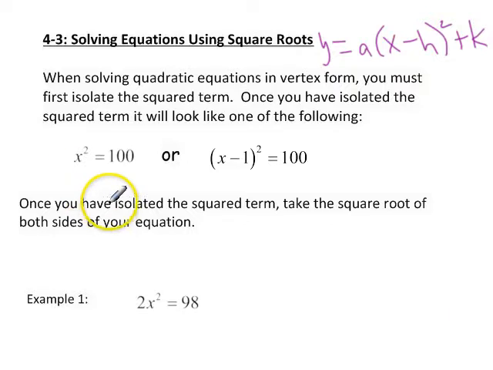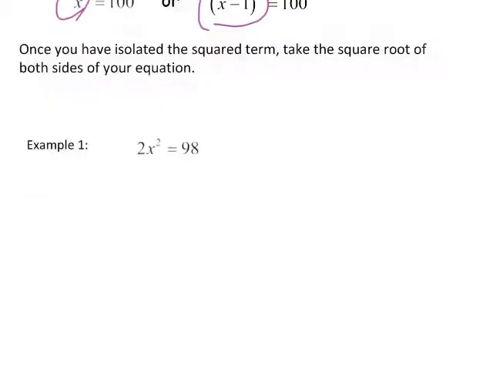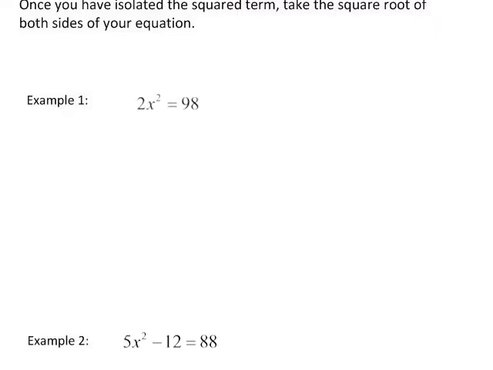The idea with this method is to isolate what's squared. It's either going to be x squared or some sort of binomial squared. Once we've isolated what's squared, then we can take the square root of both sides. So in this first example, we've got 2x squared equals 98. We want to isolate x squared, so we divide both sides by 2. We get x squared equals 49.